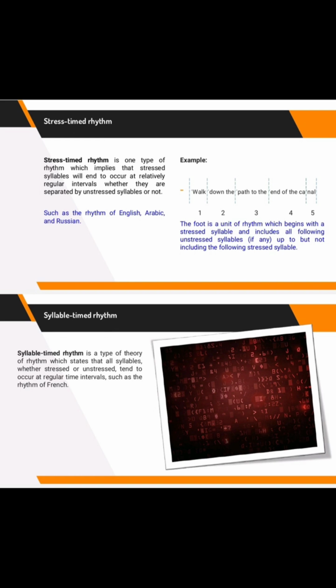This means that if an English sentence has 5 stressed syllables, then it has 5 units or 5 parts. And if an English sentence has 6 or 7 stressed syllables, then it has 6 or 7 units of time, respectively. In the example, walk down the path to the end of the canal, we have 5 stressed syllables. This means that this sentence should be divided into 5 rhythmical parts or rhythmical units.